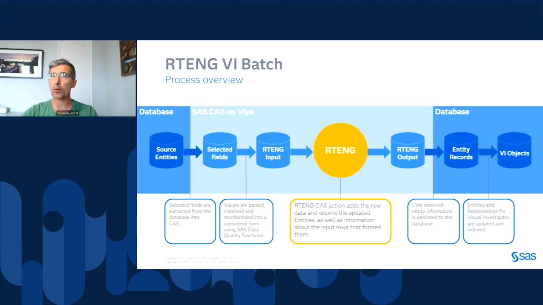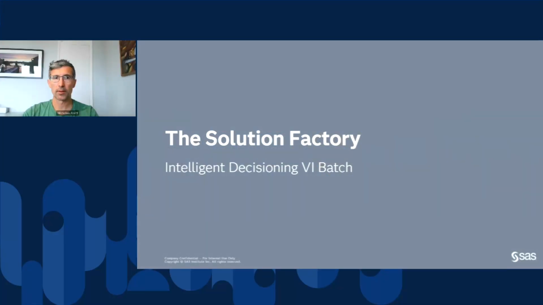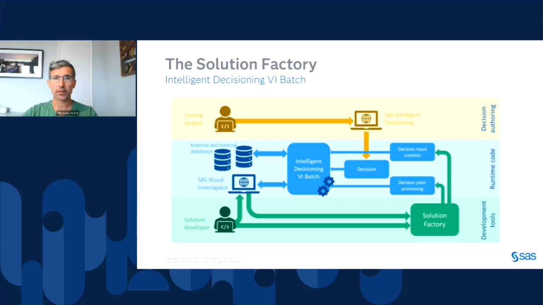So how do we represent that resolved entity when it comes to the users within Visual Investigator? The final stage of the process is intelligent decisioning VI batch. Now, there's a lot going on in decisioning, so I'm not going to go into detail through all of the decisioning capability, but mainly talk about how we integrate the data into the decision. I think Kieran will be showing an element of intelligent decisioning itself in the demo.